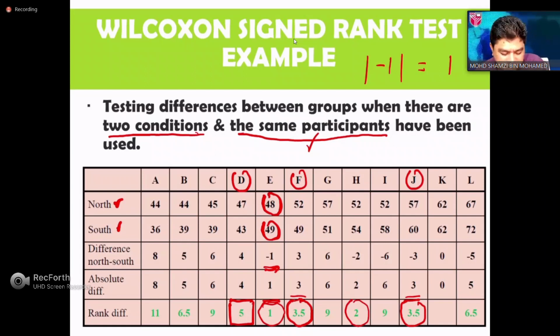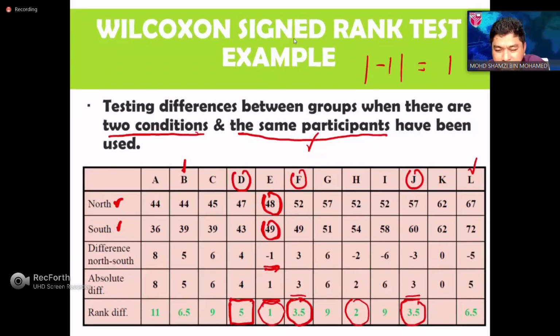Number 6, a tie between B and L. Okay, 6 and 7 is a tie because both have an absolute difference of 5. So again, 6 plus 7 divided by 2, so both get 6.5 as the ranking. And then 6 and 7 are occupied, and you start with 8.